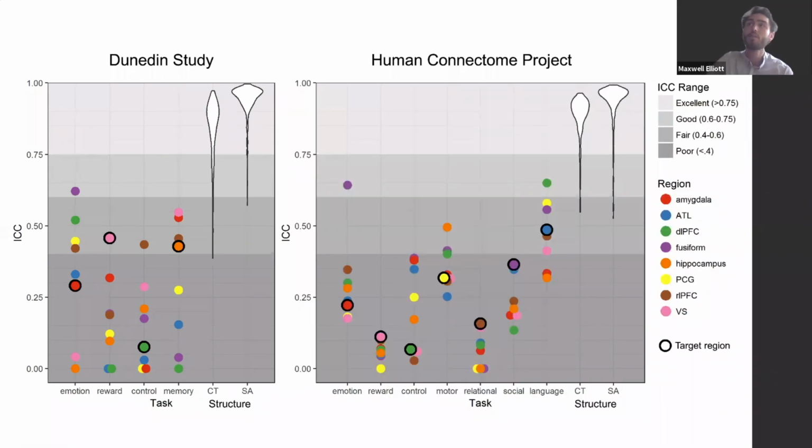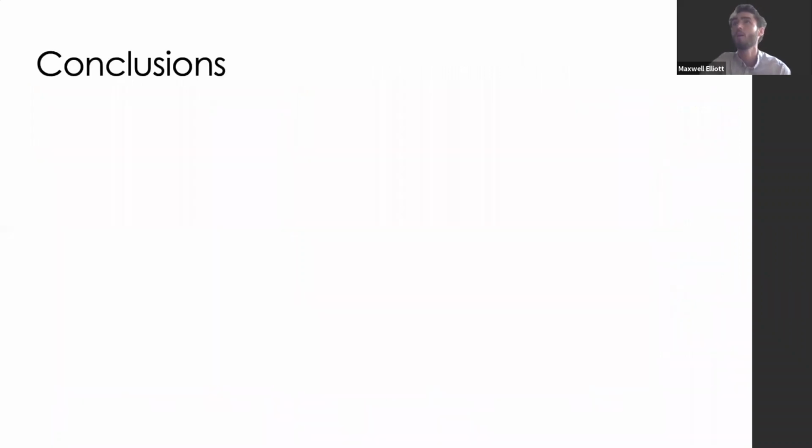But we wanted to repeat this study, and we found very similar results again in the Human Connectome Project. Overall, there were not very reliable estimates, and most of the estimates were in the poor range. But again, as you can see here, cortical thickness and surface area had very reliable estimates. So the structural brain measures could detect individual differences very reliably.